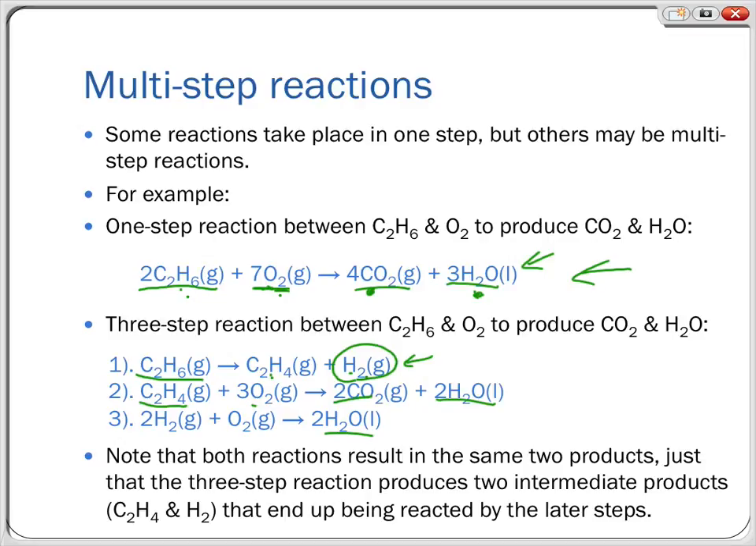But the fact that we can take a reaction that looks like it's one step and write it in terms of several other steps ends up being really useful for understanding the way that heat is released and absorbed in chemical reactions. So let's take a look at that.